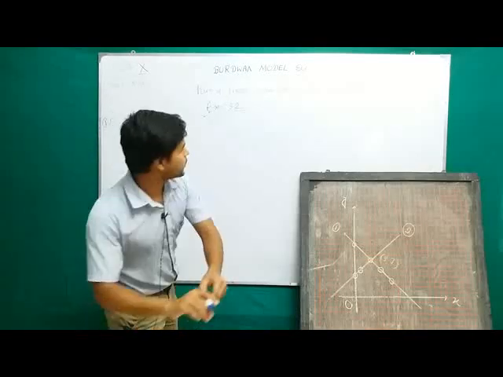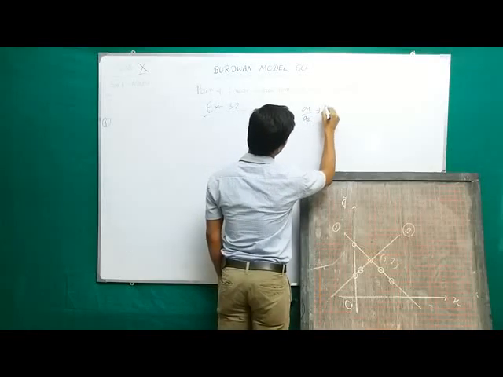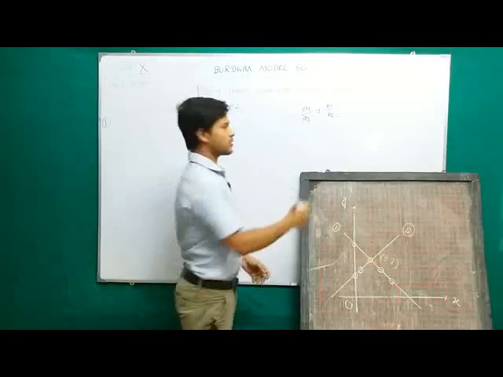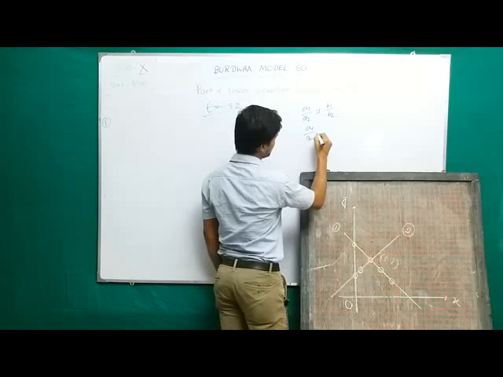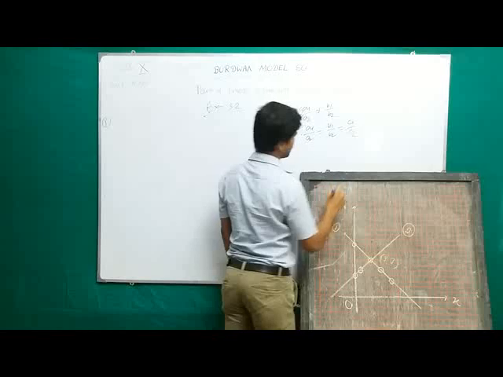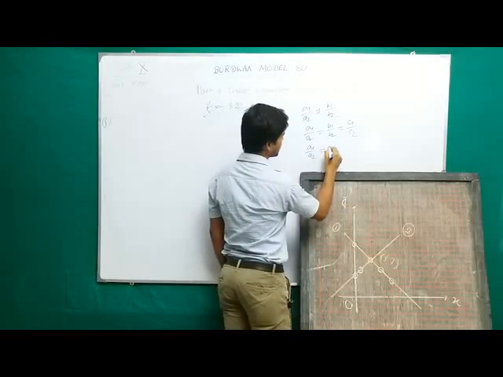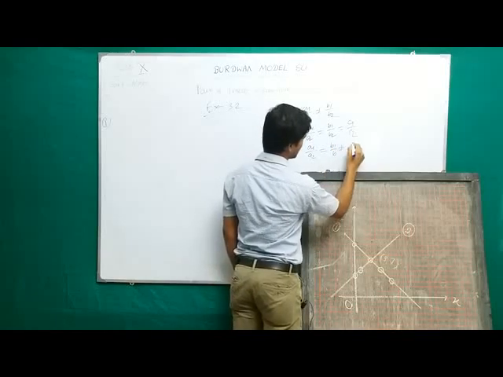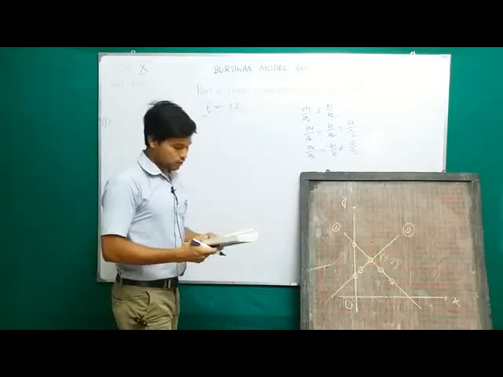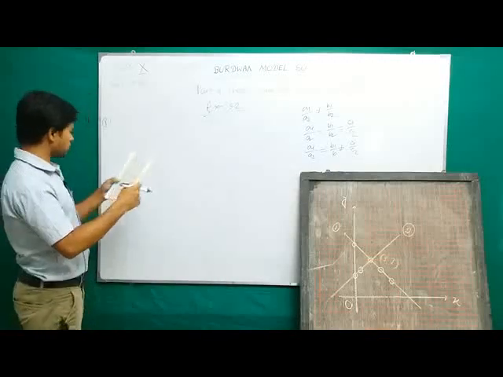A pair of linear equations is said to be intersecting if a1 by a2 is not equal to b1 by b2. They are said to be coincident if a1 by a2 is equal to b1 by b2 is equal to c1 by c2. And they are said to be parallel if a1 by a2 is equal to b1 by b2 is not equal to c1 by c2. Now there are 3 problems. I will solve 2 problems and leave one as homework. So I am choosing question number 1.